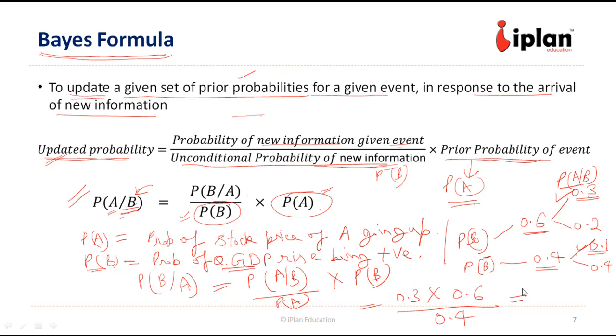So we can easily calculate. So it is 0.45. So this is how we can use Bayes theorem in order to calculate the updated probability.